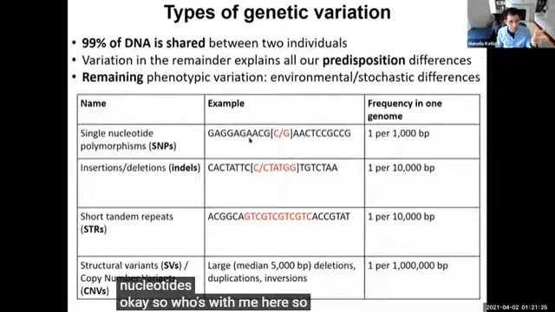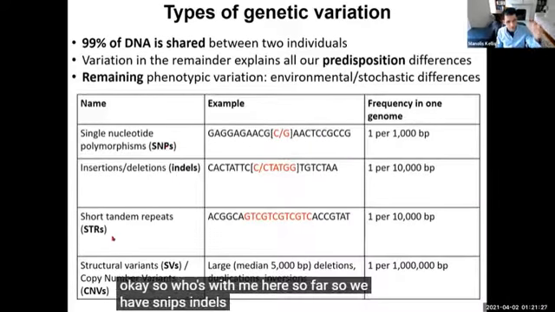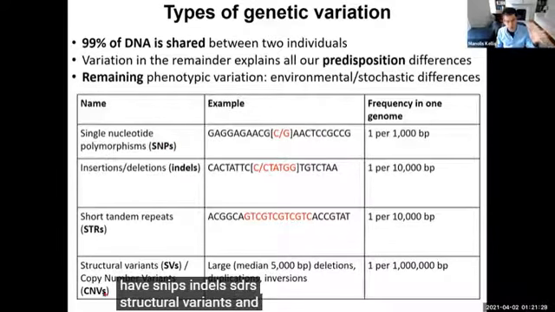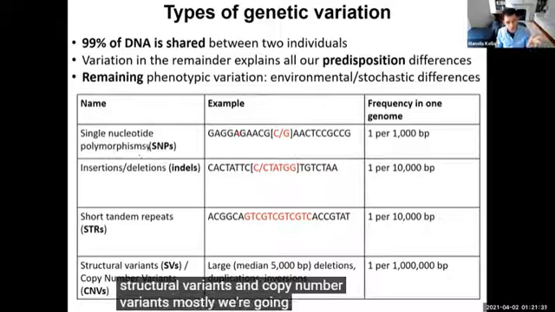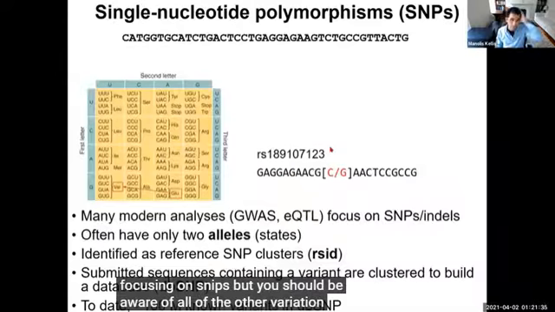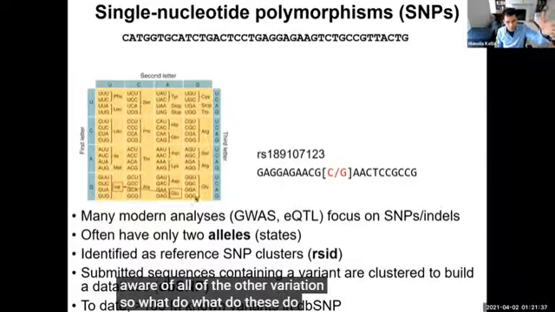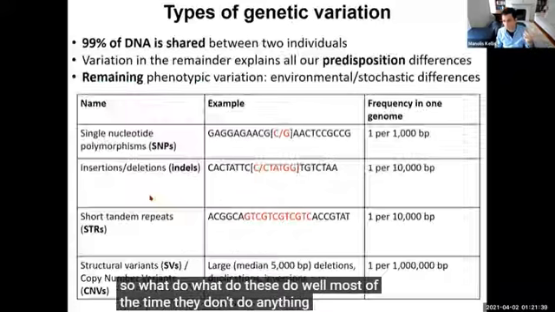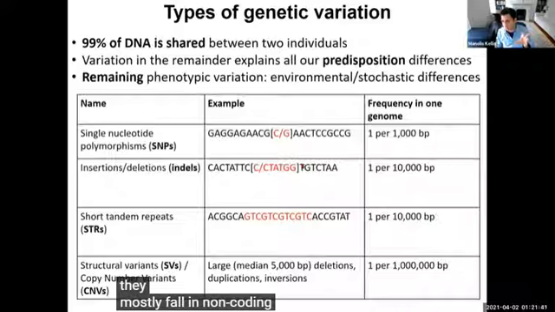Okay, so who's with me here so far? So we have SNPs, indels, STRs, structural variants, and copy number variants. Mostly we're going to be focusing on SNPs, but you should be aware of all of the other variation. So what do these do? Well, most of the time they don't do anything, because they mostly fall in non-coding regions.